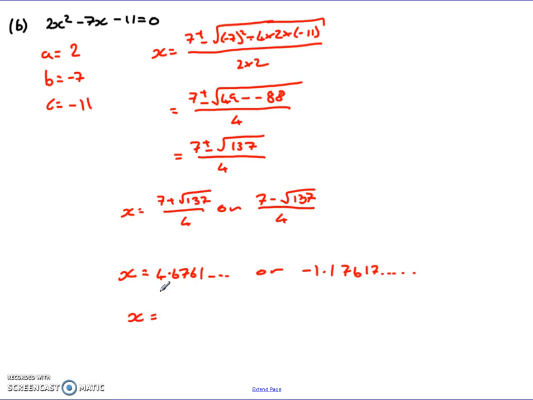And I know it said to round it to one decimal place. You have to show you're taking a number and rounding it accurately. You can't just write down the final answer for this. You have to show them unrounded, then round it. So in this case, rounding this to one decimal place gives me 4.7, or for the second one, negative 1.2. There you go, I've got my two roots, both to one decimal place.